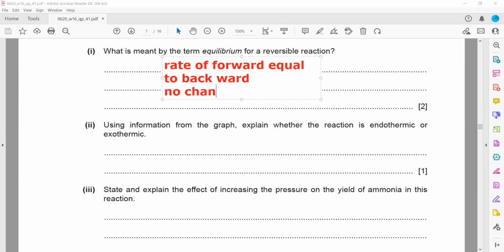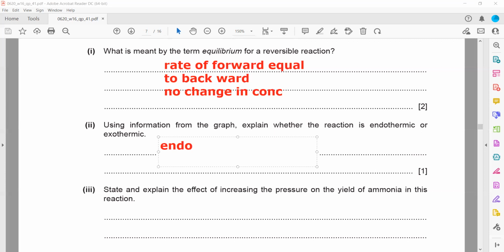Using information from the graph, is the reaction endo or exo? We can say the reaction is endothermic because it produces more ammonia, or more product, at high temperature, or it shifts the equilibrium towards the right-hand side when we increase the temperature.